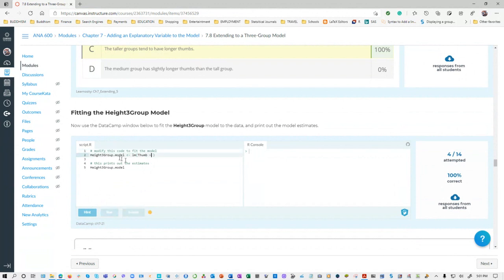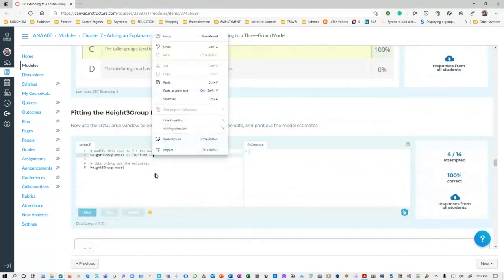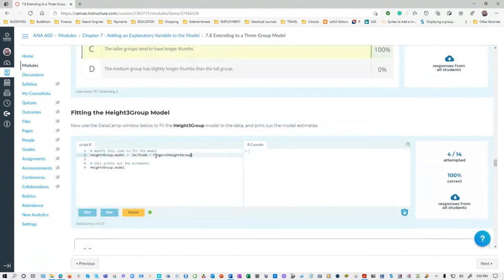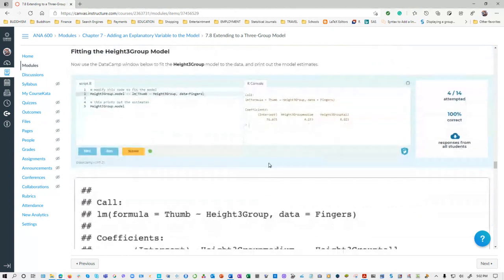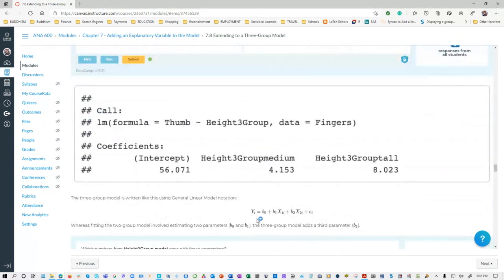Now they can fit this into thumb length, with height 3 groups and the fingers data. Okay, now what is this fitting? New variables called X1, X2. See, now you're going to have another X.